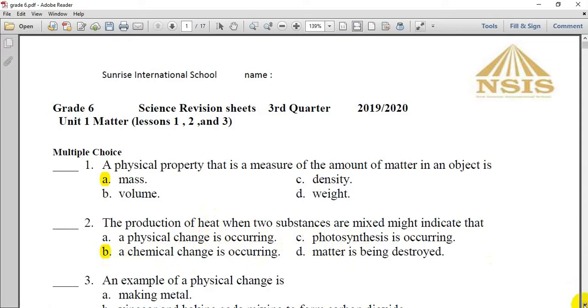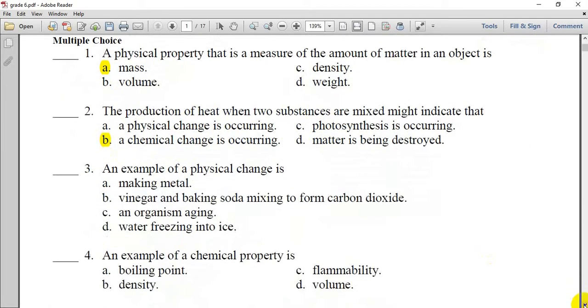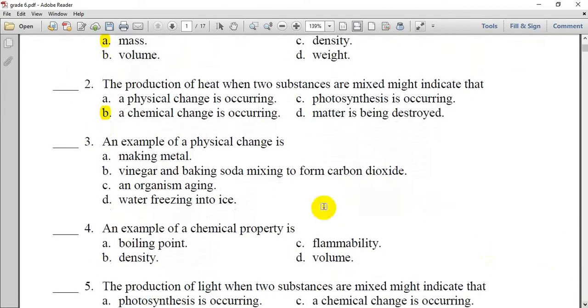Next, question 3. An example of a physical change. We want to know which one of these is a physical change. Making metal goes through many processes, chemical changes. Vinegar and baking soda release carbon dioxide, which is a gas, and this is a sign of chemical change. So vinegar and baking soda is also a chemical change. An organism aging or growing older: as we grow older, we have many chemical changes inside our body. So we will choose letter D.